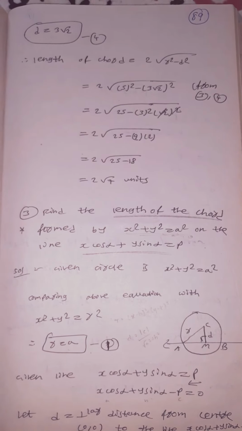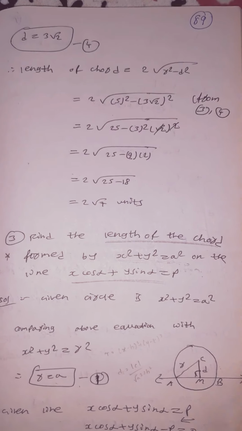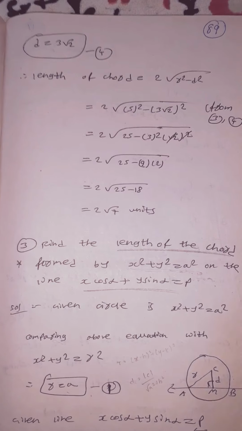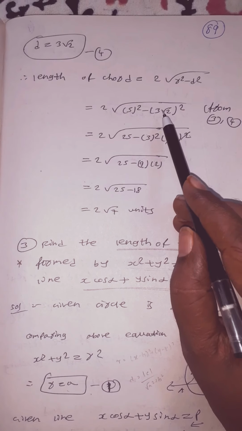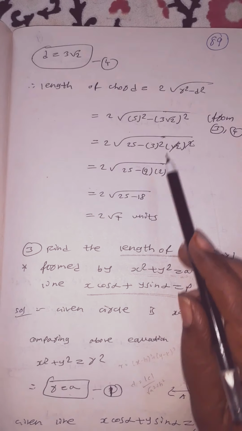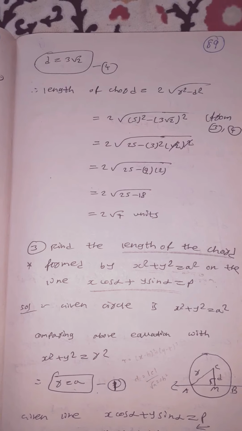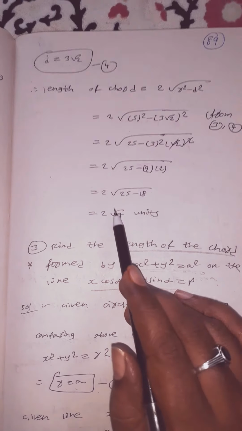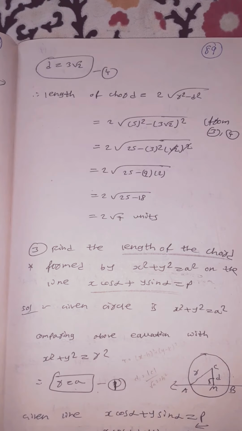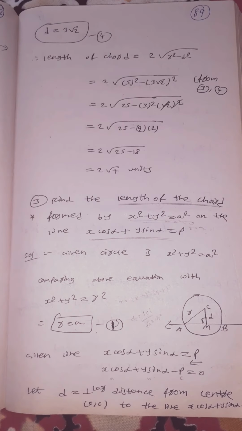So 2 into. The radius, how much did we get, children? 5, from equation 3. And d value we got 3 root 2 whole square. 5 square is 25. Here apply the square for 3 as well as root 2: 3 square into root 2 square. Square and root cancel. 3 square, how much, children? 9. 9 twos are 18. So 25 minus 18, how much? 7. So the answer is, the length of the chord is 2 root 7 units. Is it clear, children?